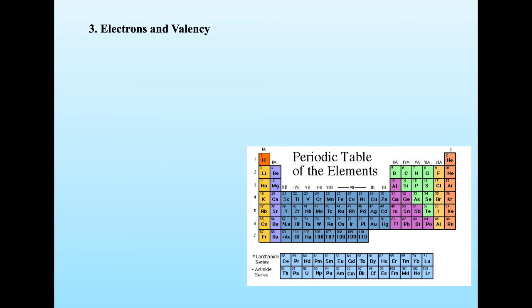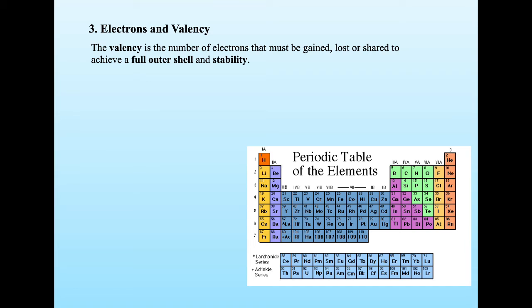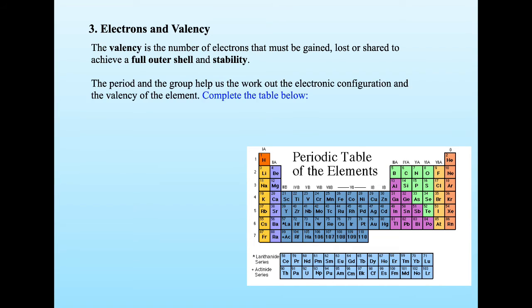Valency. So, the valency of an element or an atom is the electrons that have to be gained or lost and sometimes shared to achieve a full outer shell. And remember, the point of this is that they're looking for stability. The atoms need to get a full outer shell to become more stable. A full outer shell is a stable electronic configuration.